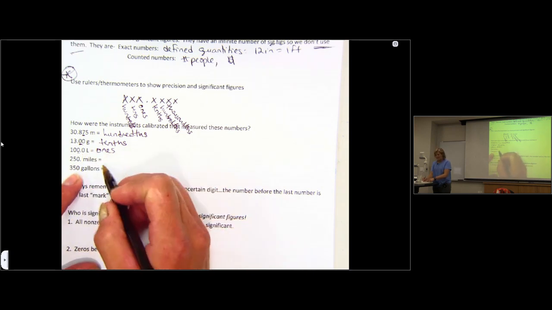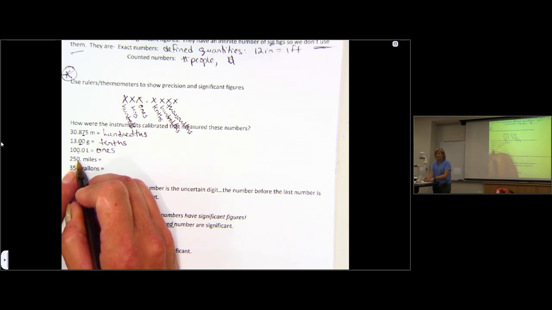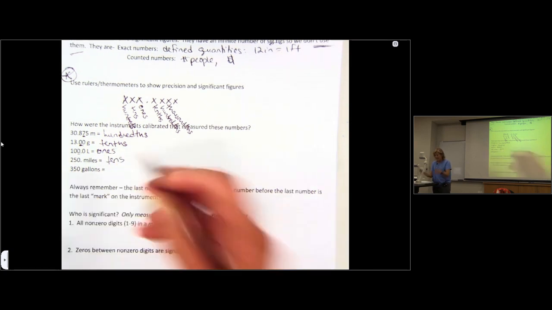Tenths. Good job. Now this is a really odd number. You seldom see a number with a 0 at the end and a decimal after that. Why do we see it here? Because it is telling you the 0 is significant, which means the 0 is the last significant digit, which means it is the uncertain digit, which means, how is this instrument calibrated? Tens. Now how did that look?